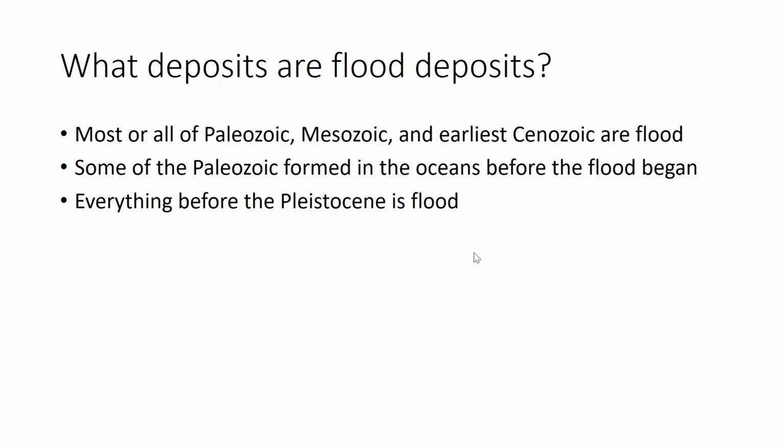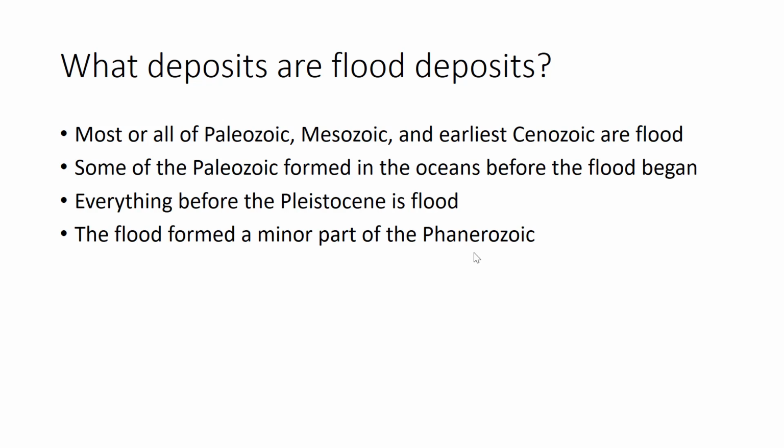Some flood models still start at the beginning of the Paleozoic, but take the flood boundary all the way up until either the beginning of the Pleistocene or part of the way through the Pleistocene. Other ideas are that the flood formed a very minor part of the Phanerozoic, which is the Paleozoic, Mesozoic, and Cenozoic all together. And then there are various other flood deposit ideas. The one that we're going to work with is that most or all of the Paleozoic, Mesozoic, and earliest Cenozoic are flood deposits.